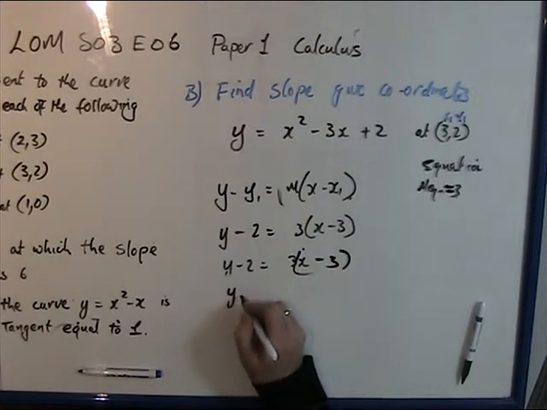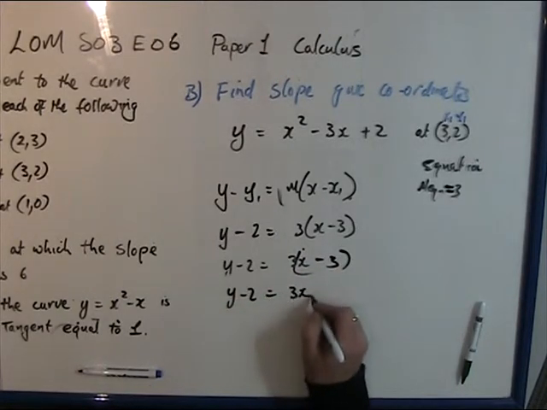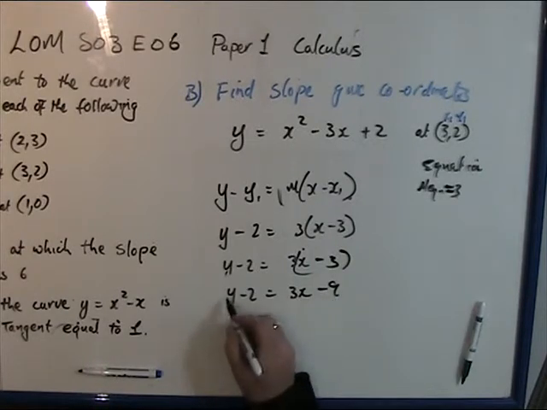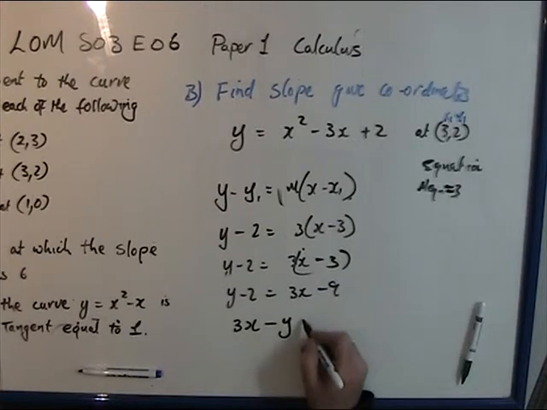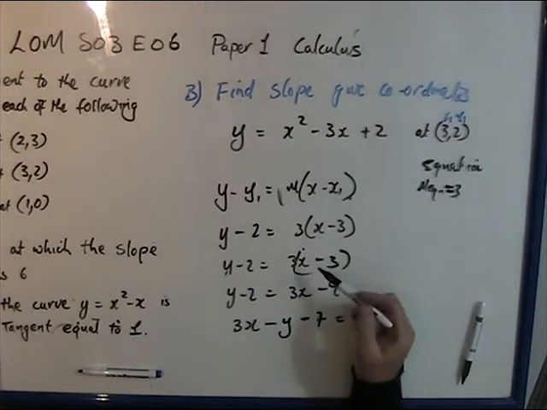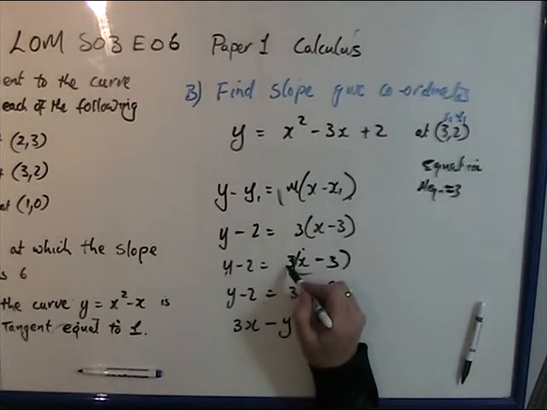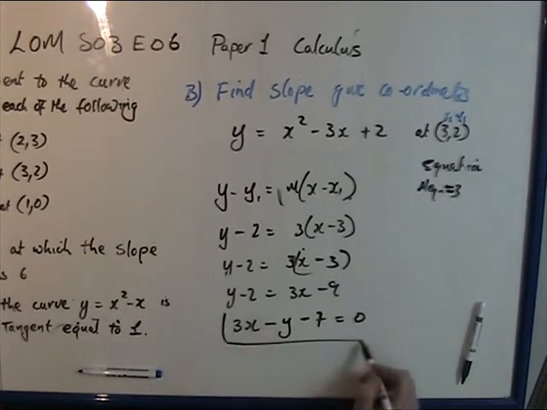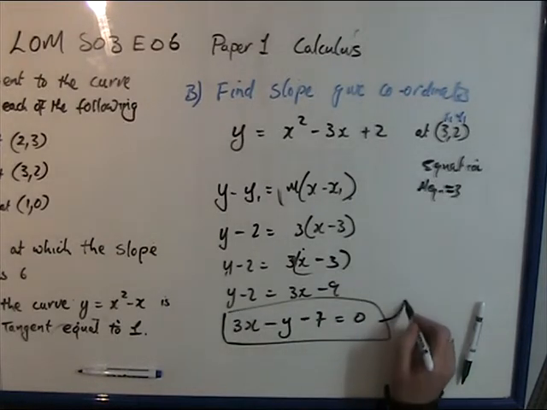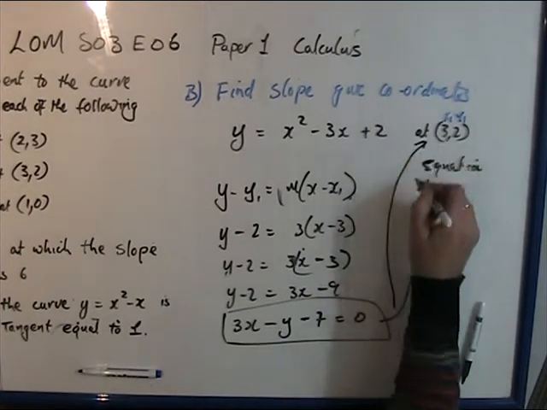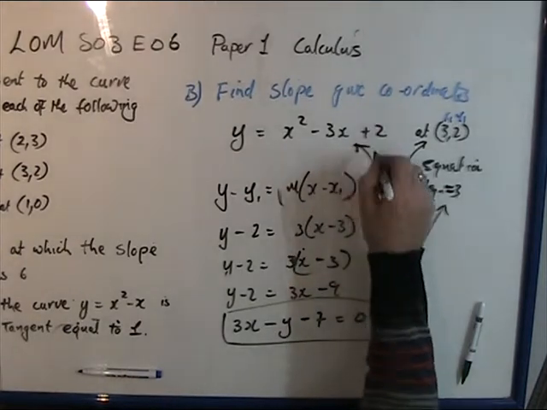So y minus 2 is equal to 3x minus 9. So 3x, bring the y over actually, minus y plus 2 becomes minus 7, is equal to 0. Okay, so sorry about that, but it wasn't a minus 3, it was a plus 3, the slope. And so that's the equation of the line given that slope at that point.